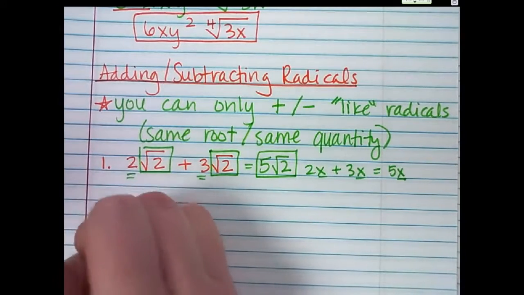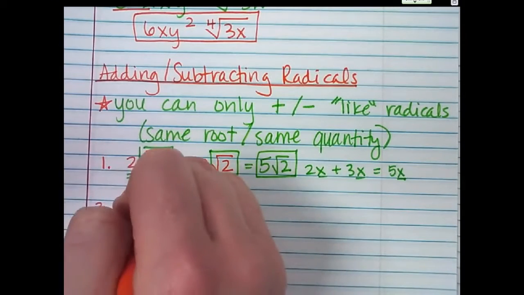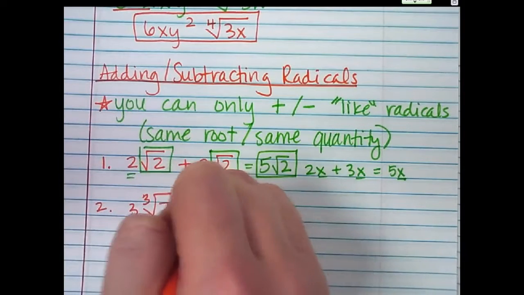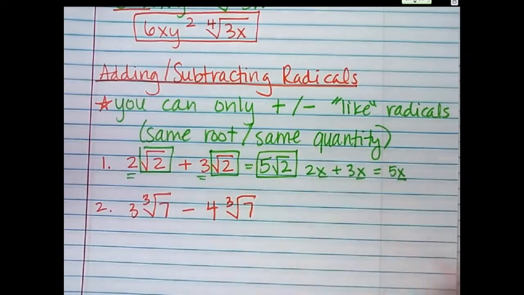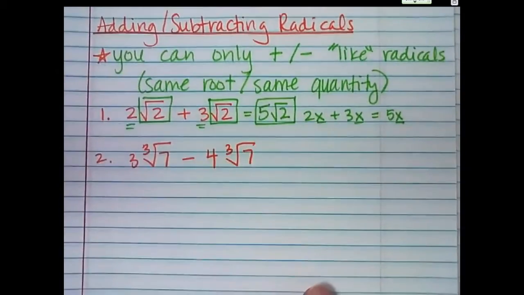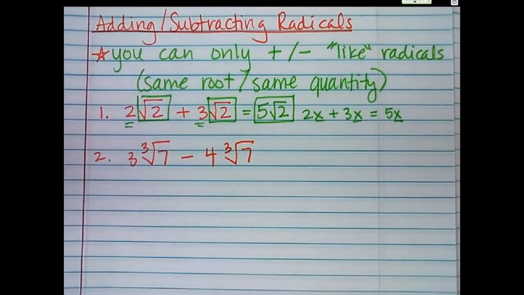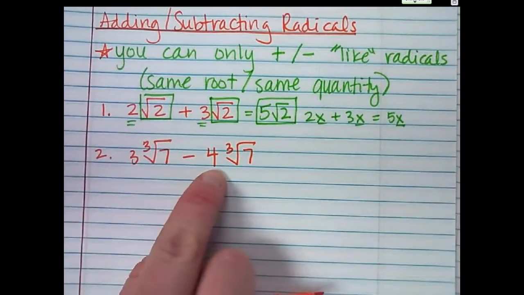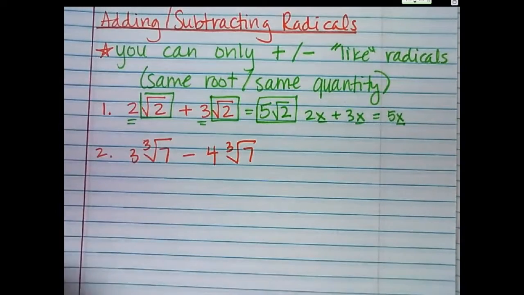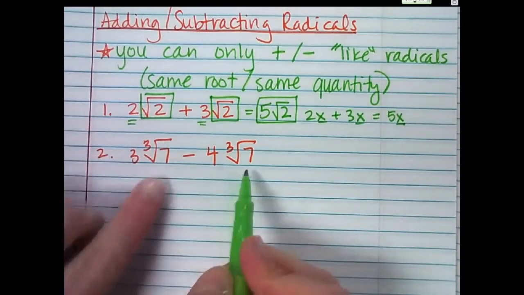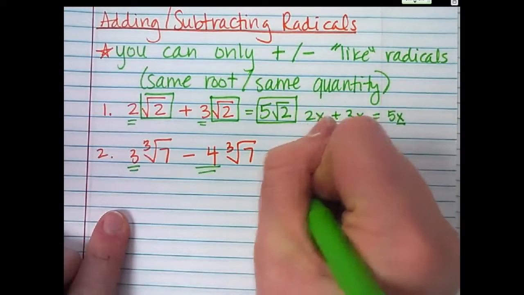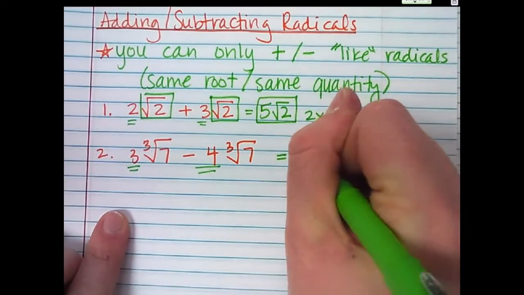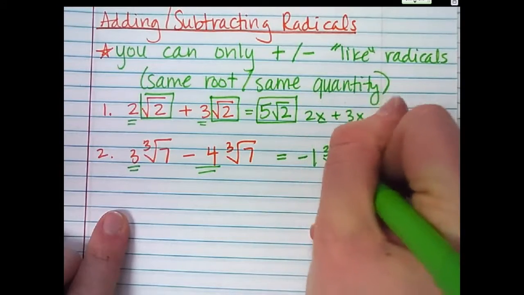See, that's too easy. Okay, number 2. This one's easy too. 3 cube root 7 minus 4 cube root 7. So the cube root 7s are the same. So just combine the coefficients. What's 3 minus 4? Negative 1, and then cube root of 7.